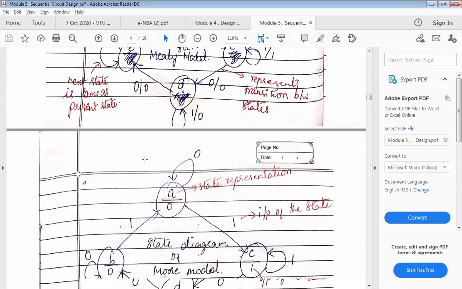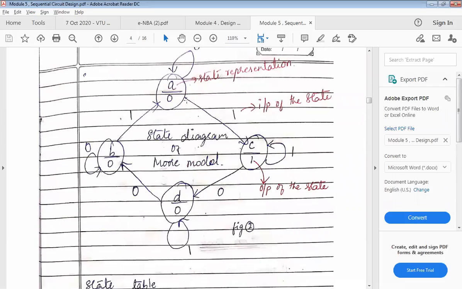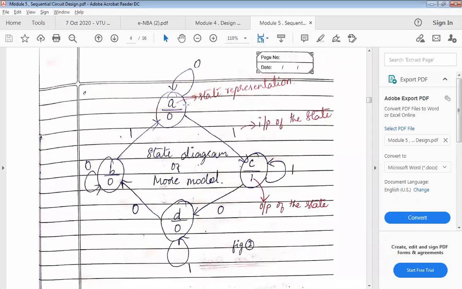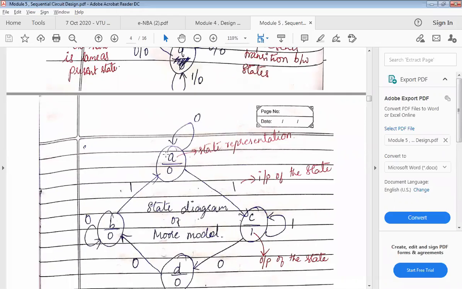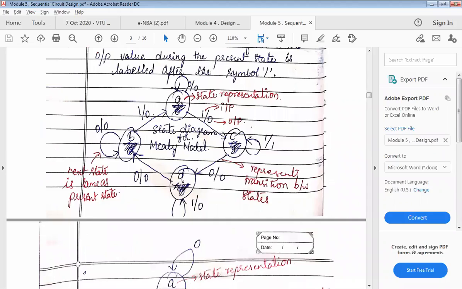Now in my Moore model, it changes. My inputs are just represented here. Instead, we had input divided by output, so that output goes into the circle, and we just say state A, and the output is at the denominator. So you should be able to differentiate between the Moore model and the Mealy model. You can see here it is A by 0, but here it is not A by 0, it is only A.